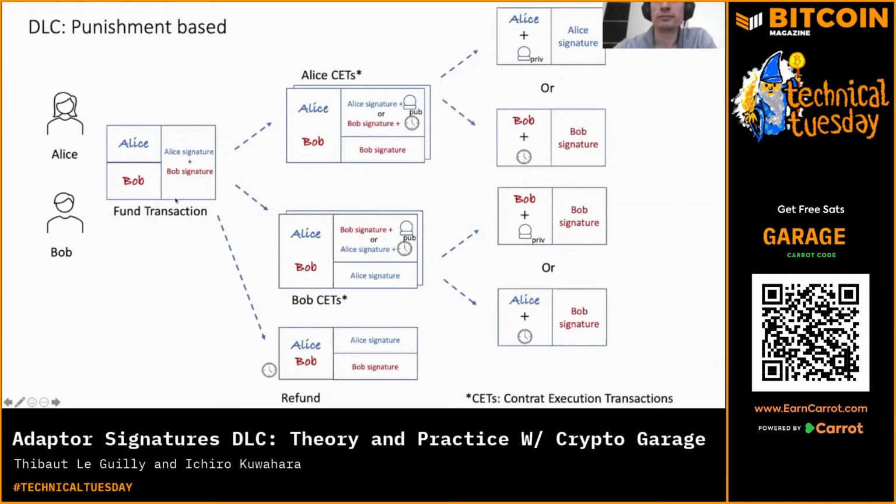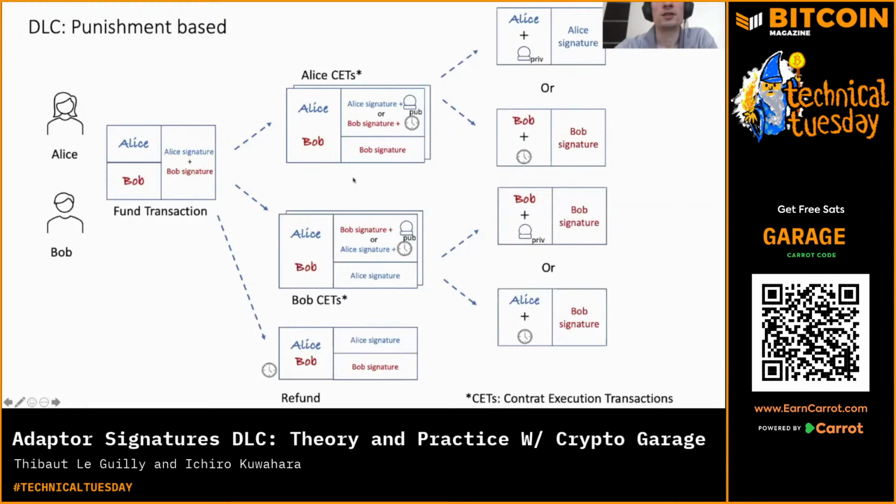output. In the middle here, we have 2 sets of so-called contract execution transactions. And these CETs, there is one for each of the possible outcomes of the event. So for example, for the presidential election, we probably have 2, or maybe a bit more if you have more candidates. But yeah, for each outcome you have one contract execution transaction, and the outputs here correspond to the payouts that were decided by the 2 parties originally.